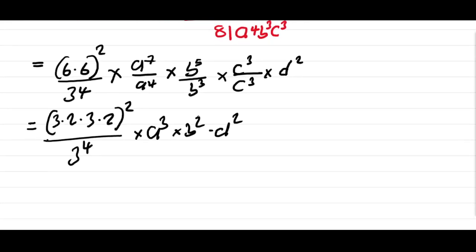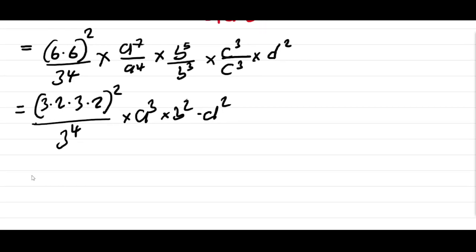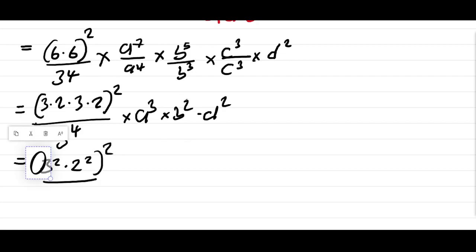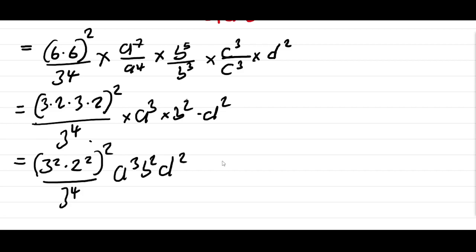So here, what we will have is 3 appeared twice, 2 appeared twice. So this is 3 squared times 2 squared, but then they are all to the power of 2. Let me take this out. So it's all divided by 3 to the 4th power. Then this is a cubed b squared d squared.